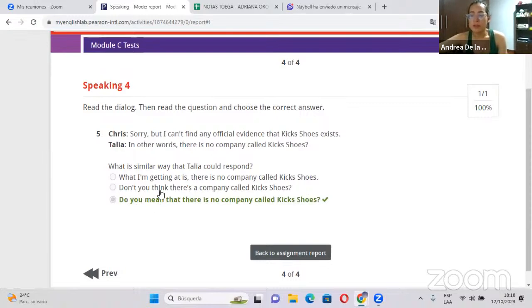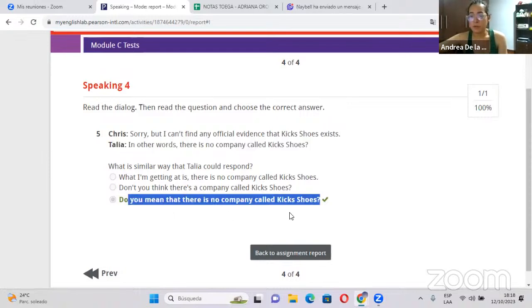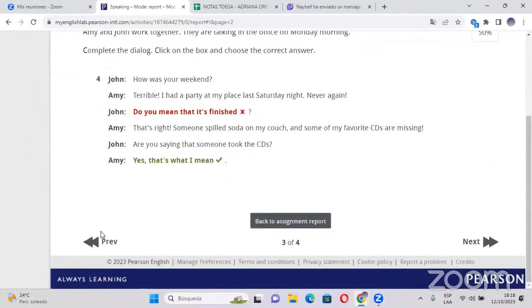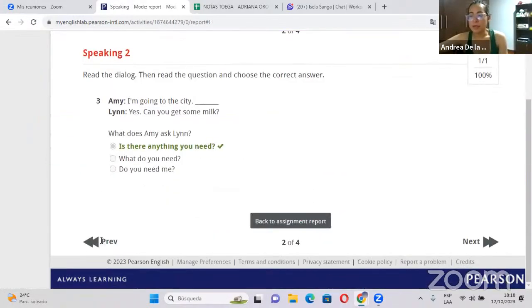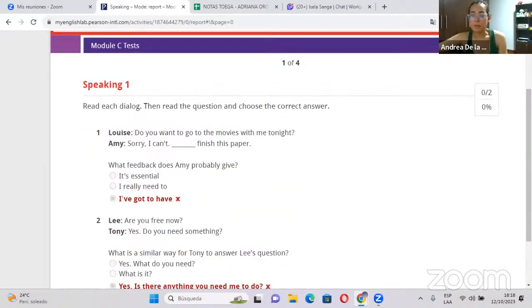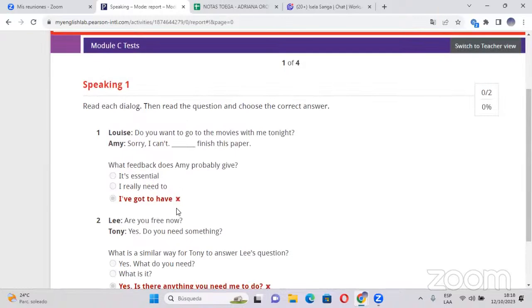Yes, because to clarify, do you mean, right? What I'm getting at is there's no company. But in this case, Talia wanted to clarify, right? The only way to clarify is this. So yes, don't worry about it. I'll check again then, and I'll review your grade for speaking one. Okay. Great.